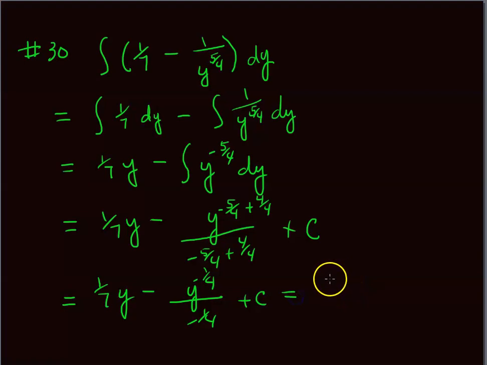So 1/7 y. This should be plus, because you have 1/4 in the denominator, it's 4, and this is y to the negative 1/4. You can put that over y to the 1/4, plus c. Several ways you could write this. Does that make sense? That is at least 4 steps.